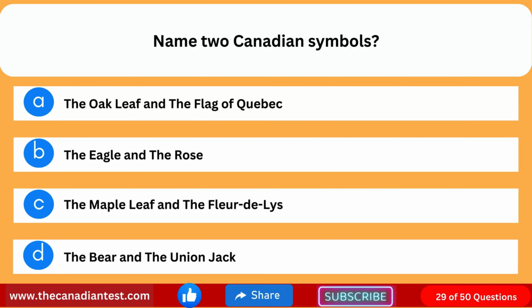Name two Canadian symbols. Option A, the oak leaf and the flag of Quebec. Option B, the eagle and the rose. Option C, the maple leaf and the fleur-de-lis. Option D, the bear and the Union Jack.